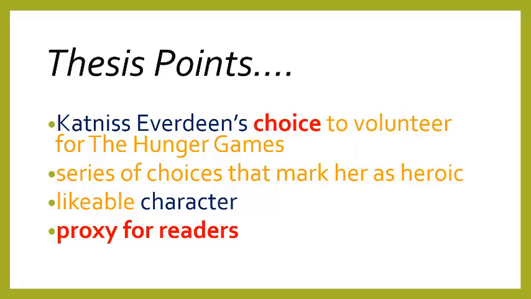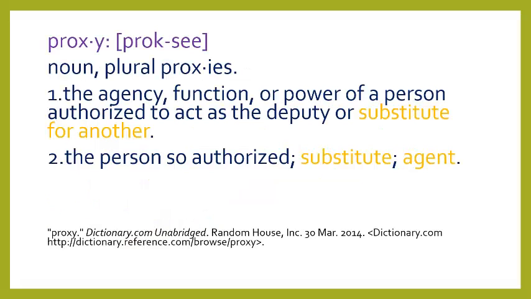This choice is tied to the proxy for readers point, particularly by our hook. Would you volunteer to die in the place of someone that you love? Proxy itself means a substitute for someone else, a substitute or agent. So in this case, Katniss becomes a substitute for her sister, but she also becomes a substitute for all the readers who would like to act that heroically in such a situation.